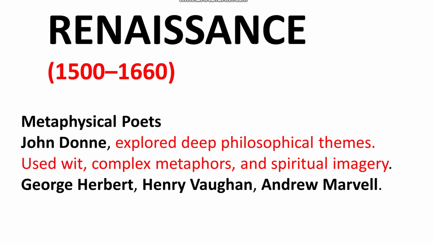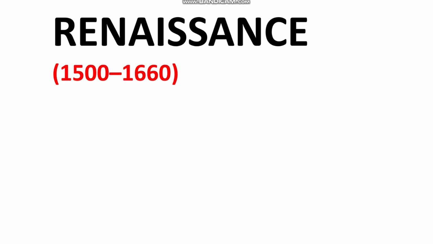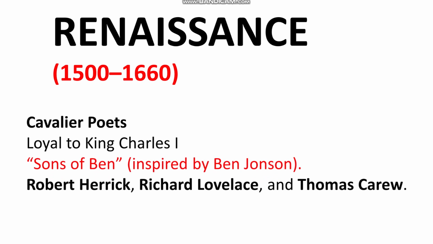Metaphysical and Cavalier poets. Two distinct groups of poets emerged during and after the Renaissance. Metaphysical poets, led by John Donne, explored philosophical, spiritual, and emotional themes using intellectual metaphors and bold imagery. Other key metaphysical poets included George Herbert, Henry Vaughan, and Andrew Marvell. Cavalier poets, loyal to King Charles I, focused on themes of honor, beauty, and loyalty. Influenced by Ben Jonson, they are sometimes called the Sons of Ben.